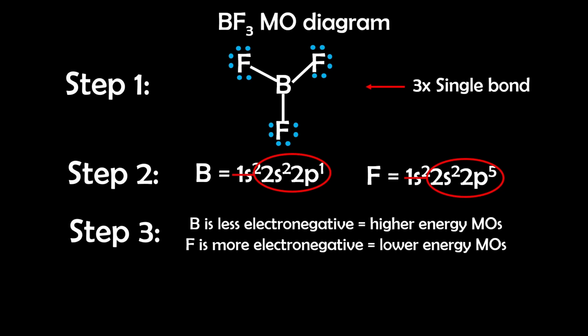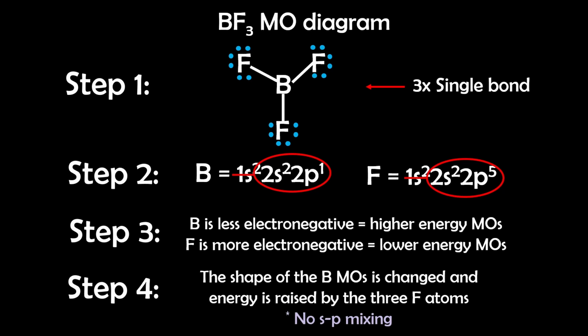Fluorine is much more electronegative than boron, so fluorine valence orbitals are lower in energy than boron valence orbitals. This means that the BF bonding orbitals will have more fluorine character, while the anti-bonding orbitals will have more boron character, or B orbitals will be higher in energy than F orbitals in the molecular orbital diagram. This is different from Cl2, where both atoms were identical and the orbital energies were the same.